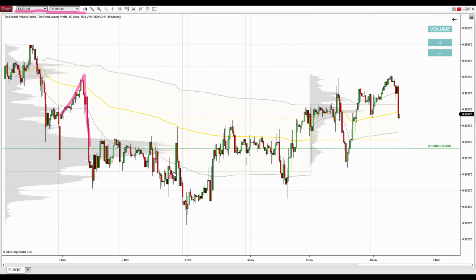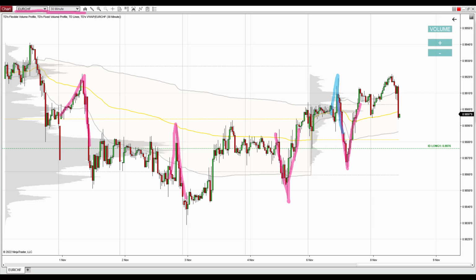Or you can see it, for example, in here. Another strong rejection was, for example, in here. Another one is right here. And there was also a rejection in here. This was a rejection of higher prices. The price went upwards, then suddenly turned and went downwards. So those are strong rejections. Now, you want to identify those first.